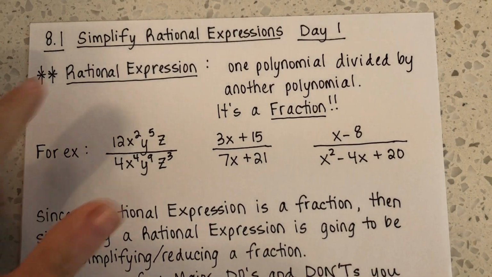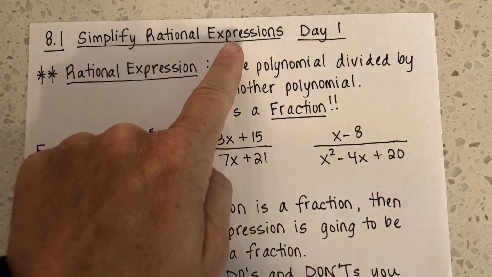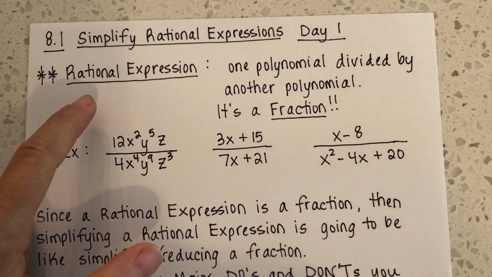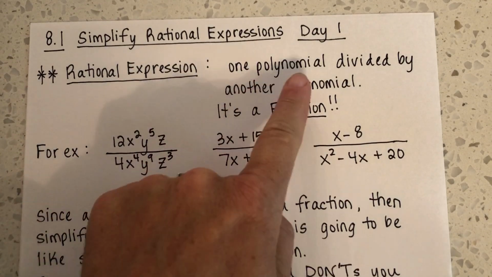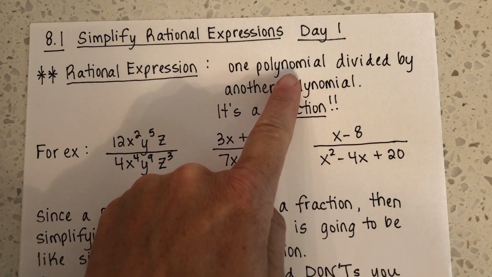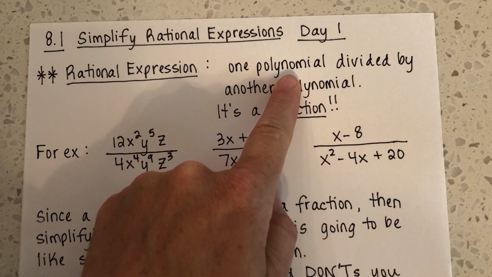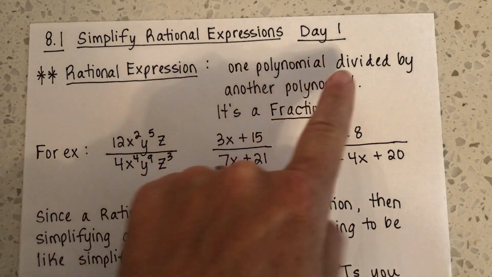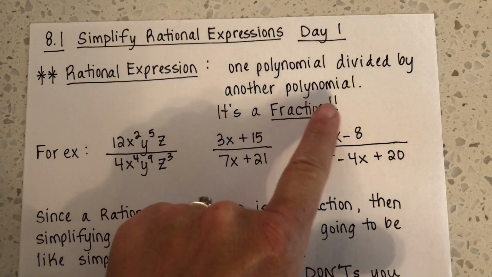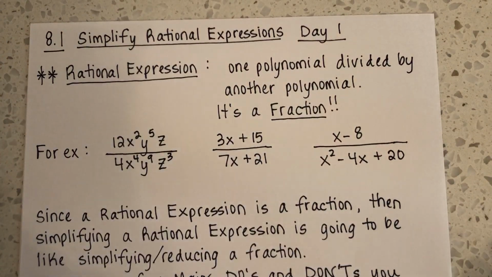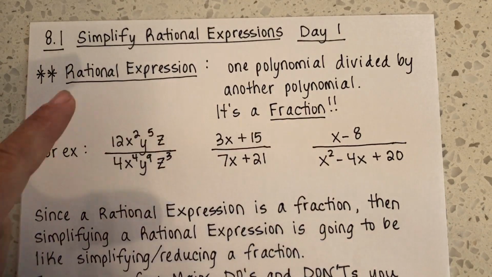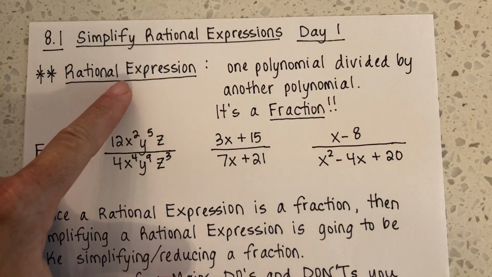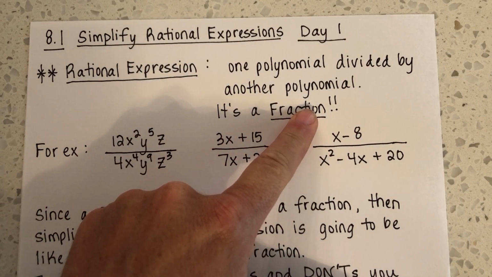All right, so if we're going to be simplifying rational expressions, you have to understand what a rational expression is. A rational expression is one polynomial, and if you remember, a polynomial is just a really nice mathematical expression. It is one polynomial divided by another polynomial. So guys, at the end of the day, it's one thing divided by another thing. So it's a fraction. So a rational expression is just a fancy way of saying a fraction, okay?